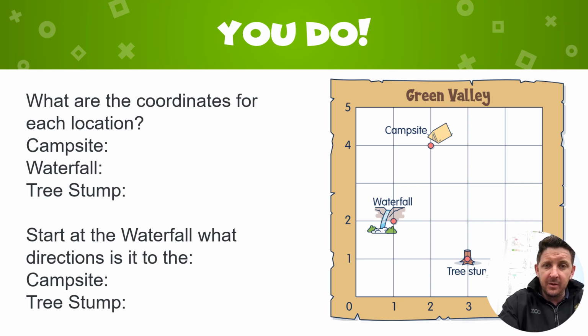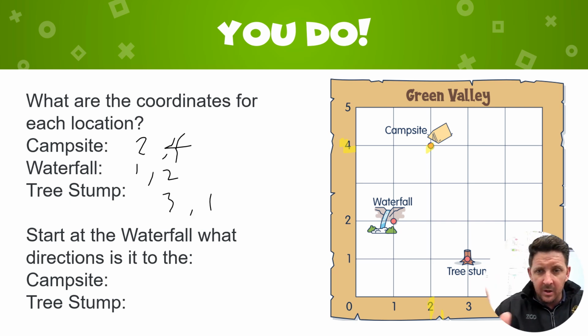Okay, let's go through them. The campsite. Here is my campsite. I'm going to highlight my campsite. I'm going to go down. I've got 2 at the bottom. I've got 4 at the side, so I know that my campsite is 2, 4. The waterfall there: I'm going to go down, the bottom is 1, and the side is 2, so it's 1, 2. And my tree stump is 3, 1. Now that should be fairly easy. I hope you've done well on that one. Remember, x-axis first, y next.